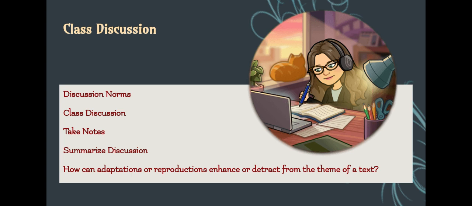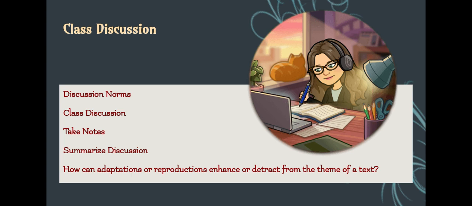Now, as we work through this discussion, I want you to think about the following in helping you to contribute to the discussion. How did watching the adaptations of Romeo and Juliet that were watched in class enhance the themes of the text? How did these adaptations detract from the themes in the text? How do adaptations of Shakespeare make the themes in the text more relevant to modern audiences? How do adaptations of Shakespeare make the themes less relevant to modern audiences?